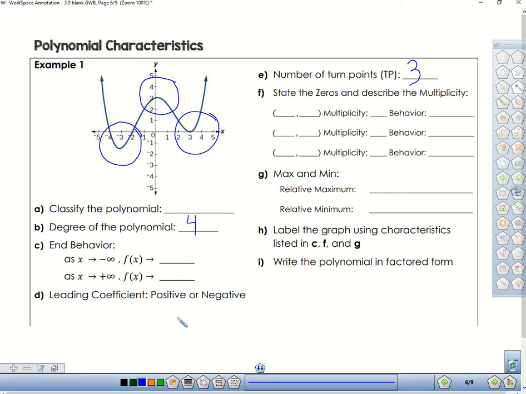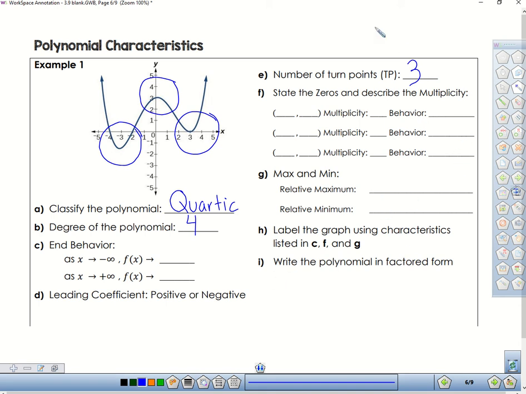Sometimes we go a little out of order just for the sake of what information comes at us as we go through the problem. And then we want to classify the polynomial. Different polynomials of different degrees have different words to describe them. Anybody remember what a 4th degree polynomial is called? Not quadratic, but quartic. Very good, guys. So we call a 4th degree polynomial quartic.